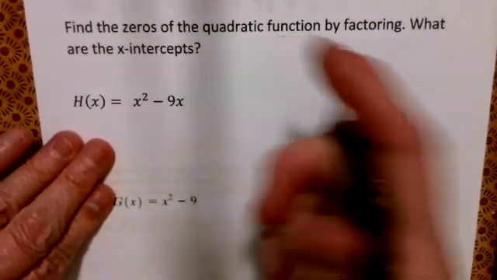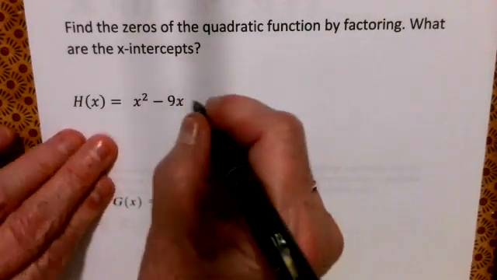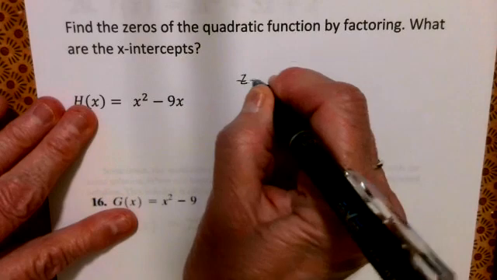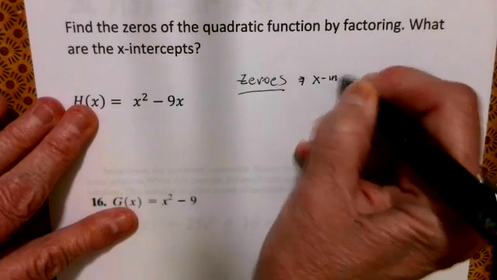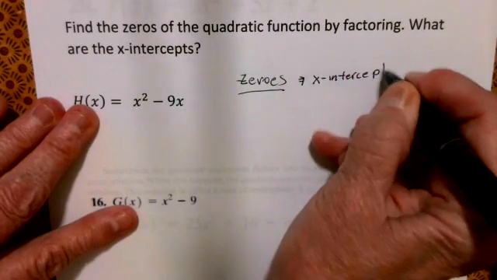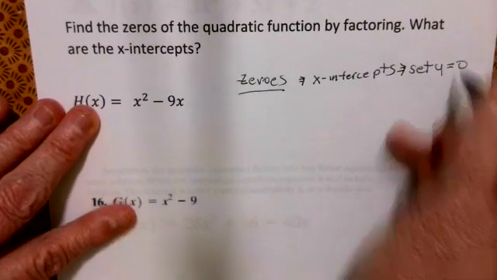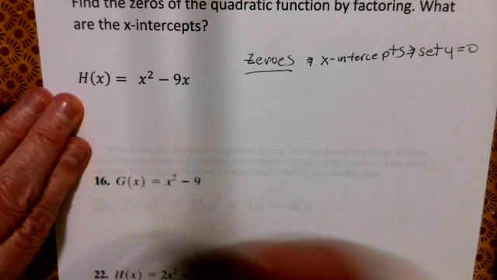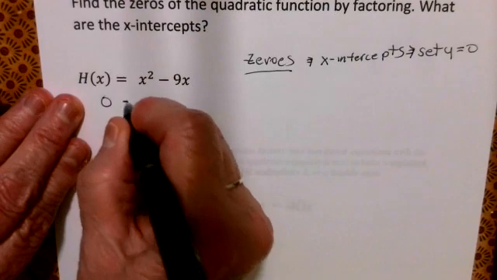So what I want to do is find the zeros of the quadratic function by factoring, and then what are the x-intercepts. So for the zeros, that's the x-intercepts. And to find the x-intercepts, we set y equal to 0. Well, y is h of x, or whatever the function's name is, h of x, f of x, g of x, whatever. So we set y equal to 0, so that means 0 goes right here.